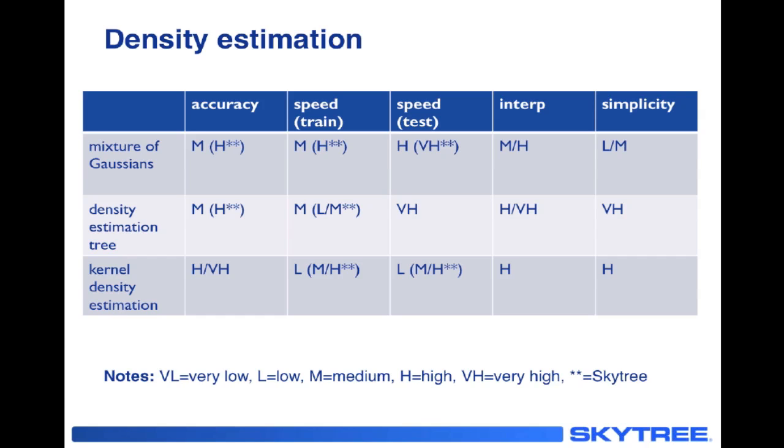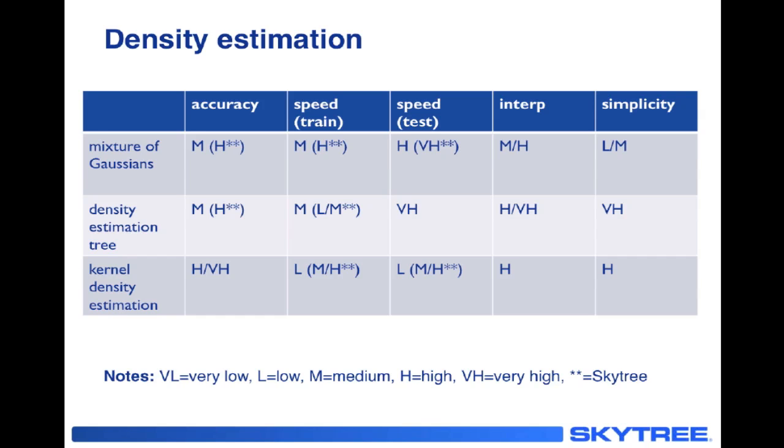Very high speed at test time, like any decision tree, but medium, medium high here. Actually, this should be low. So it is actually slow at training time. But it's very easy to interpret like any decision tree and fairly automatic.